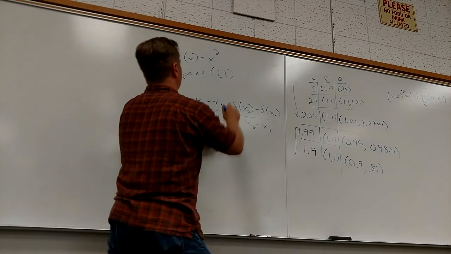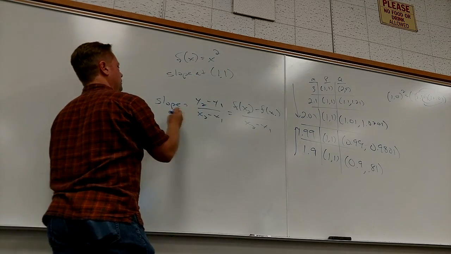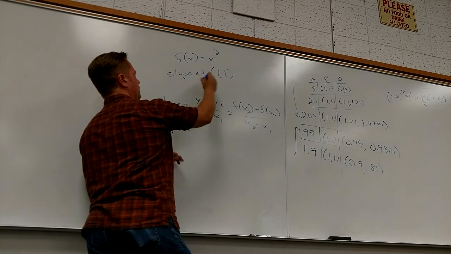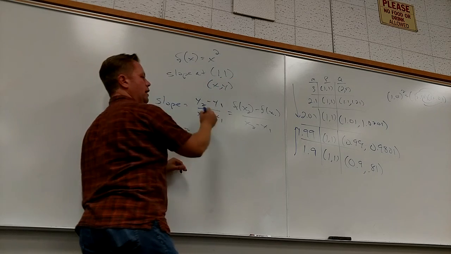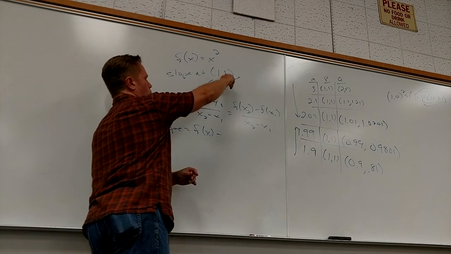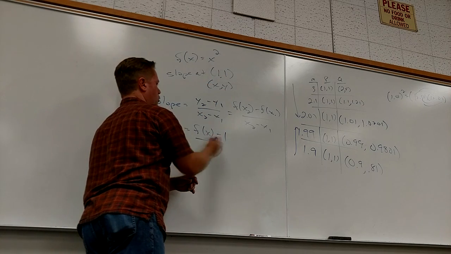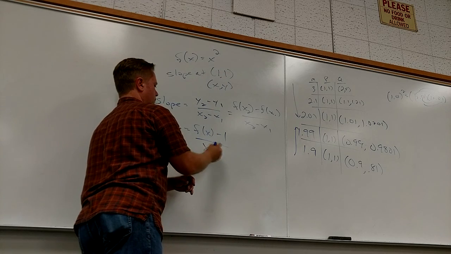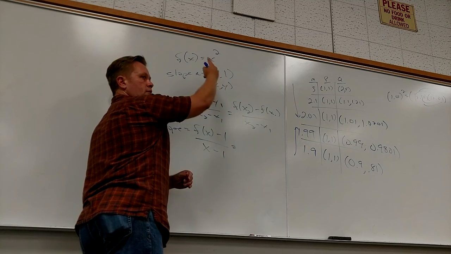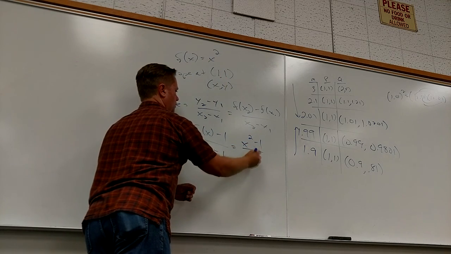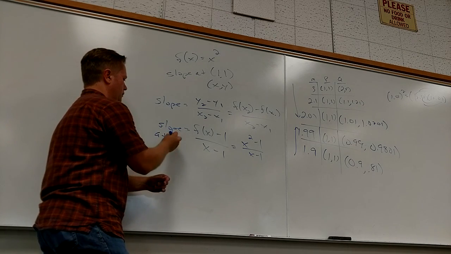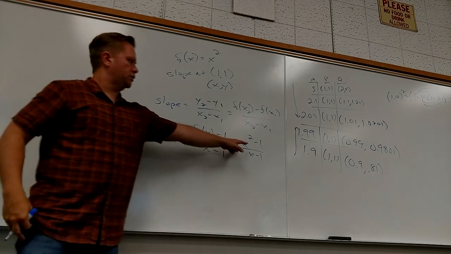So let's do this. Let's make this a little more specific. Slope equals, so I'm going to have some other point, x, y. Okay? So this will be f of x minus 1 over x minus 1. What is f of x? X squared. And I want to know the slope at x equal to 1, right? So what happens when I try to plug a 1 in here?